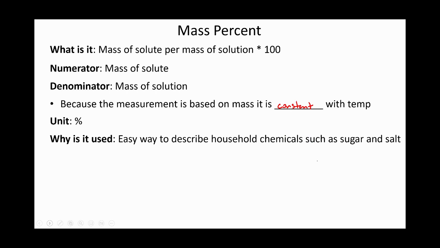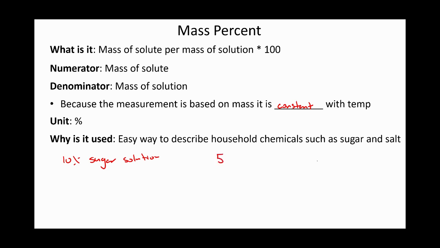And the reason that we use this is since it's an easy way to describe household things that we deal with in our everyday life, such as sugar and salt. Because when you're at home, if you're baking or if you're cleaning, no one's asking you to make a 1 molar solution of sugar in water for cookies, or a 0.5 molar vinegar solution in order to clean something. Instead, you're saying, hey, can you make a 10% sugar solution? Which is just saying that 10% of the mass of that solution should be sugar.